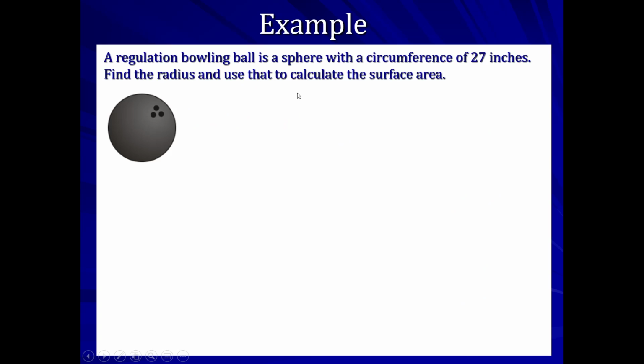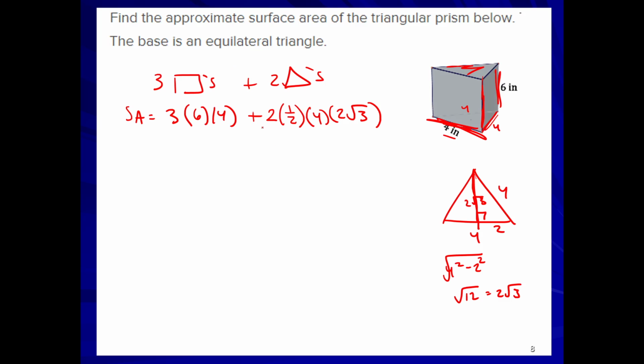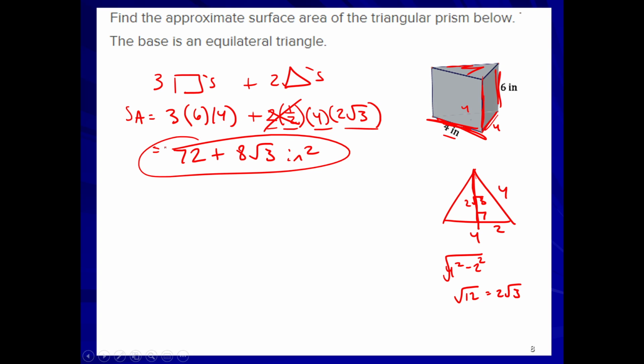And again, there are 2 triangles. So 1/2 base times height, and there are 2 triangles. So when you calculate this out, this is just going to cancel out. That happens a lot. 3 times 6 is 18. 18 times 4 is 72. And then this becomes 8 root 3. So sometimes you have to bring in things like trigonometry or Pythagorean theorem, or how isosceles triangles or equilateral triangles work.